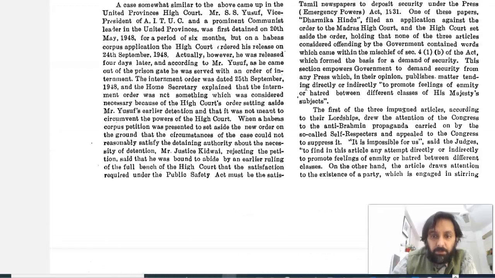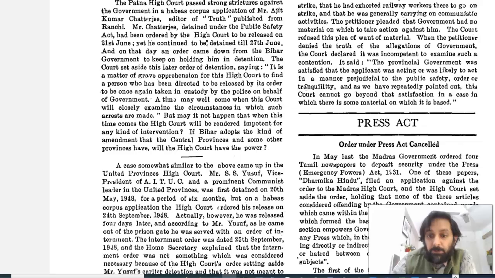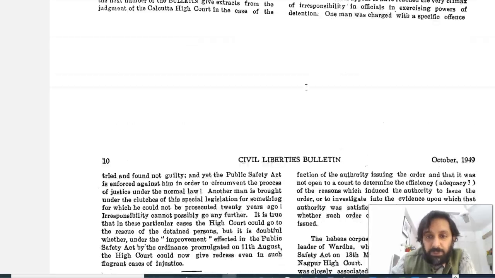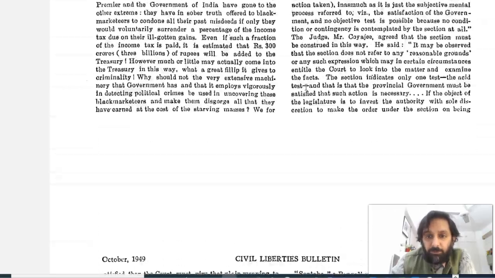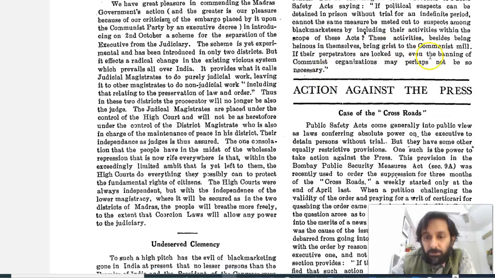But you see quite early on also an interest in freedom of speech. So the Press Act, the first, in fact, this is the case of the Crossroads. It's interesting. This is a 1949 document. The Crossroads case, which I'll talk about later on, was the first Supreme Court defense of freedom of speech in India in 1950, after the Constitution came into force.